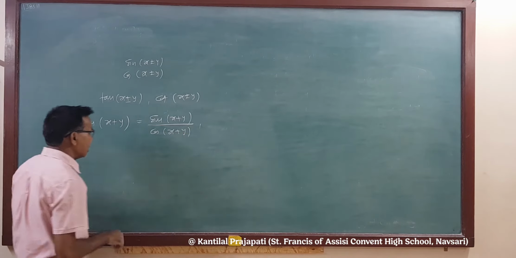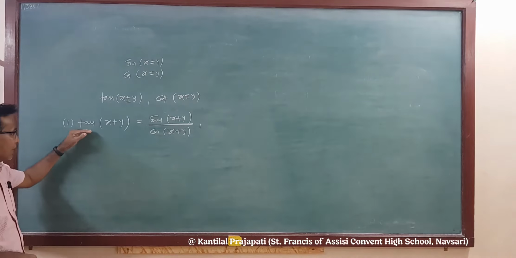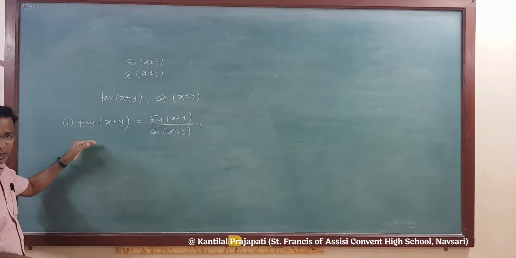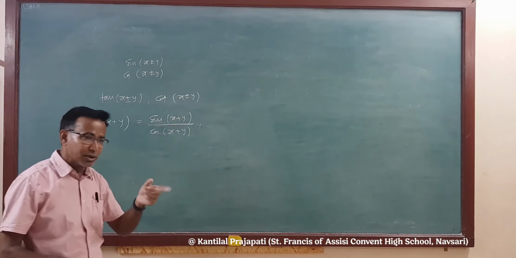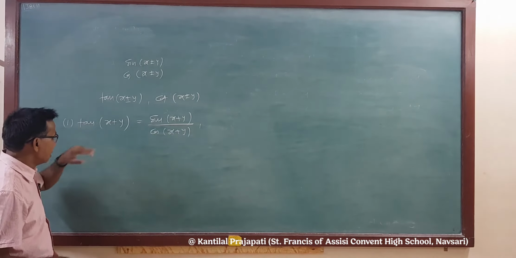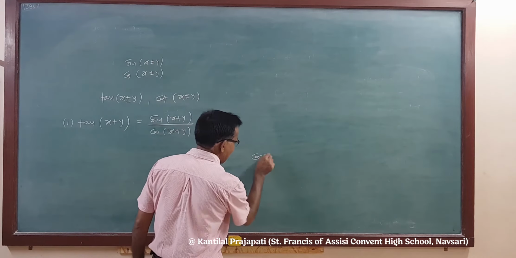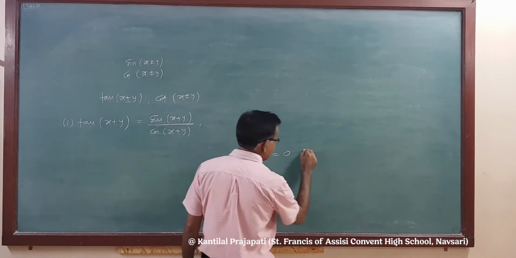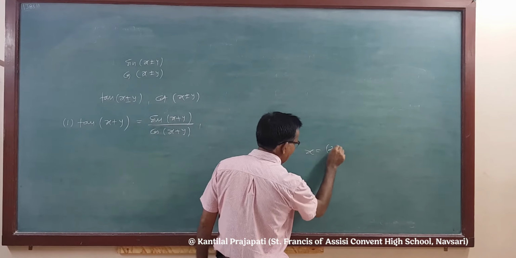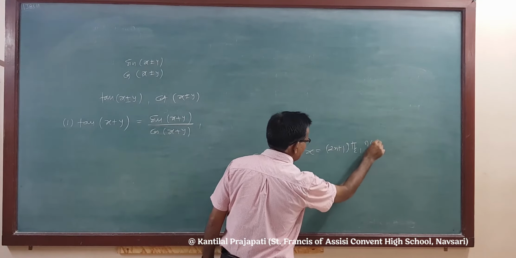So here a condition is required for the function to be defined. The denominator is cos(x plus y), and cos(x plus y) equal to 0 is not possible, since the denominator can never be 0. If cos x is equal to 0, then we have written x is equal to (2n plus 1) pi by 2, where n belongs to Z.